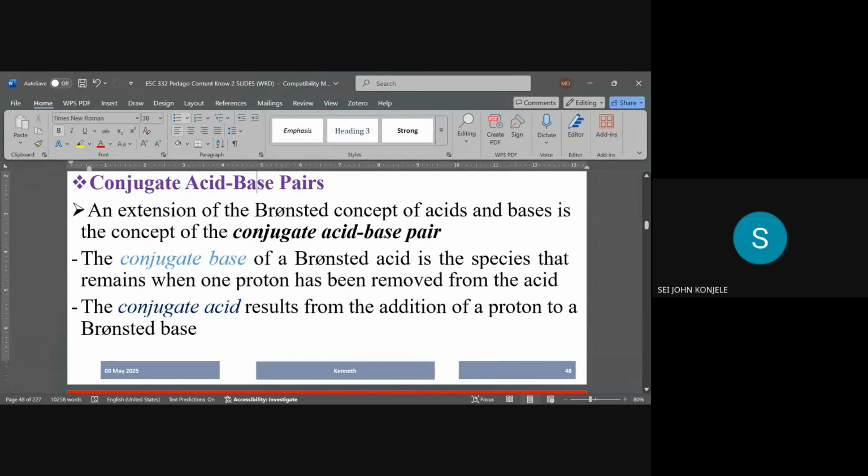Okay, let me try again. A substance is considered as an acid or a base when the substance is able to donate a proton and the other one accepts. The accepting one becomes the base, and then the one donating becomes the acid.